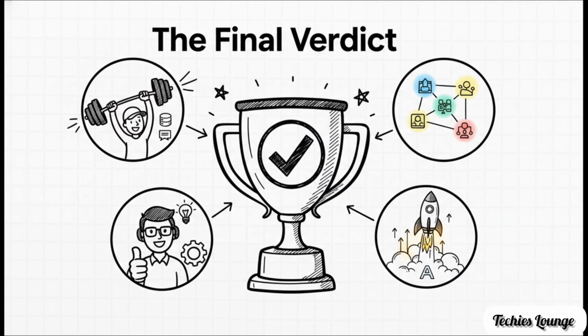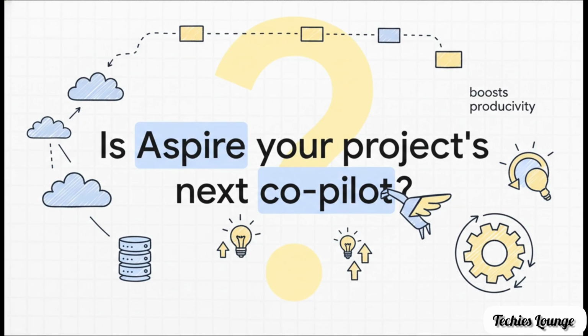So what's the final verdict here? Well, Aspire clearly cuts down on the effort it takes to build these complex systems in .NET. It is absolutely perfect for microservices. It's ready for production, especially if you're targeting Azure, and most importantly, its entire reason for being is to make developers' lives better. And that really just leaves us with one final thought. When you think about how it simplifies all this complexity and just lets you focus on your code, it's really worth asking, could Microsoft Aspire be the co-pilot your next cloud-native project has been waiting for?